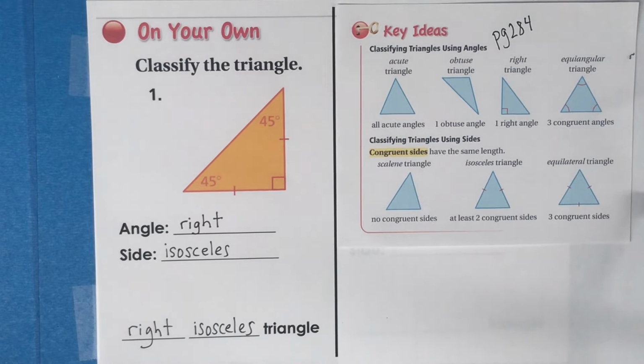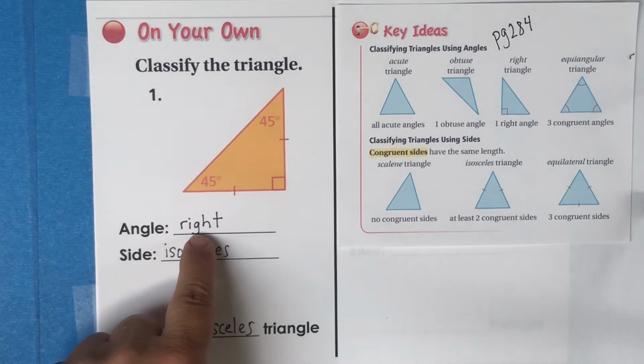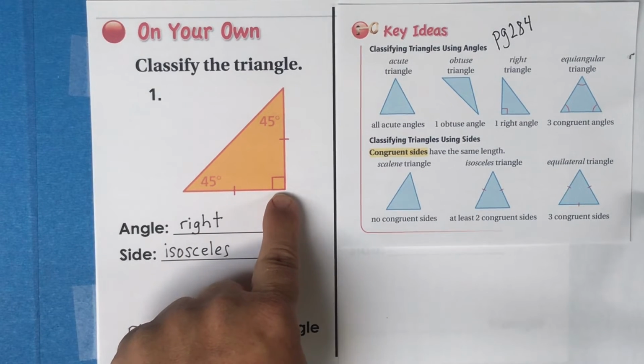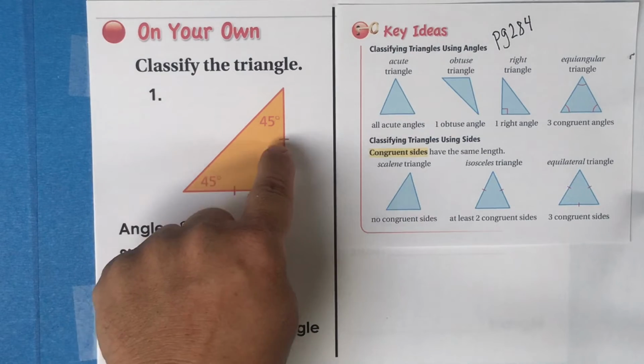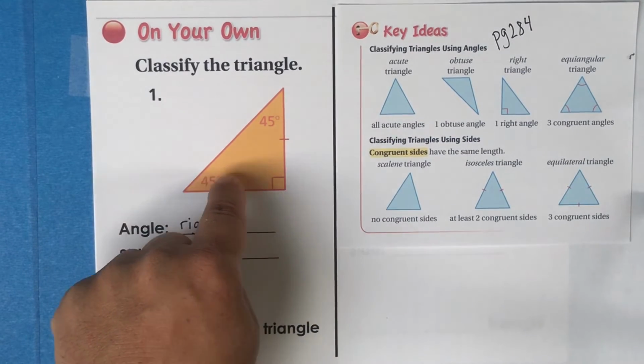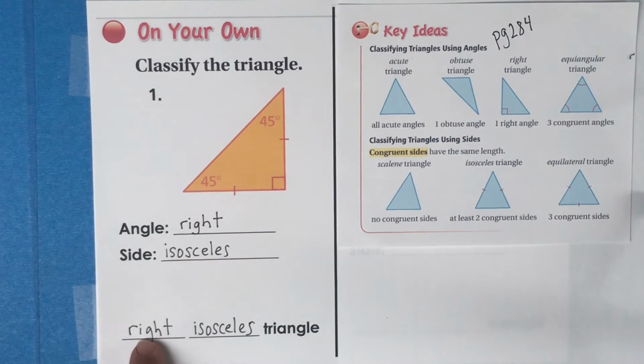All right. Due to the fact that it has a right angle within the triangle and that it has two congruent sides based on the tick marks, this triangle would be a right isosceles triangle. Nice job.